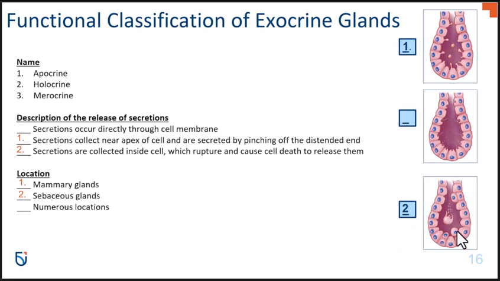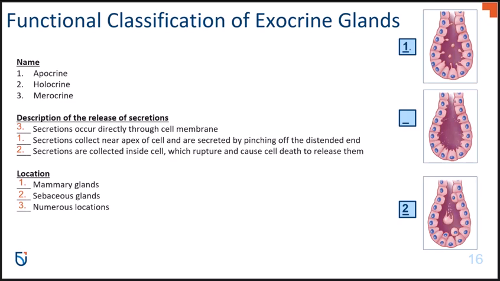is shown here, where the secretion is going to be collected inside the cell, and then the cell is going to rupture and accumulate in that area. And the cell is literally sacrificing its life in order to do this, because it dies when it's being released, but regeneration occurs quickly. In our final example, we have merocrine glands.